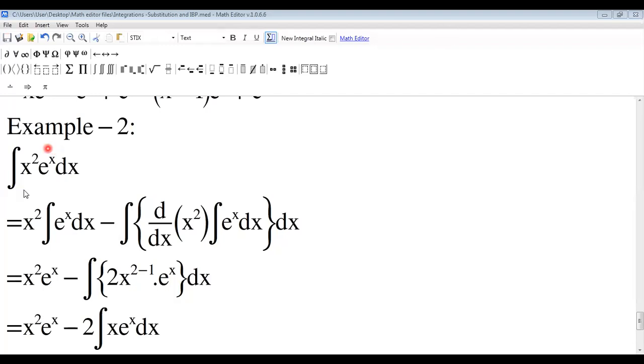Now example 2: integration of x square times e to the power x dx. Here we put x square equals u and e to the power x equals v in our rule, the product rule of integration. So u times integration of v, minus integration of the derivative of u times integration of v. So x square and the integration of e to the power x is e to the power x, minus integration, and the differentiation of x square is 2 times x to the power 2 minus 1, that is, twice x. The integral of e to the power x is only e to the power x.